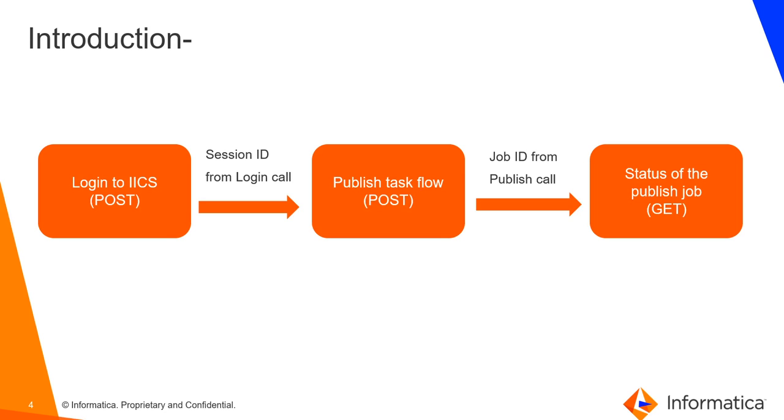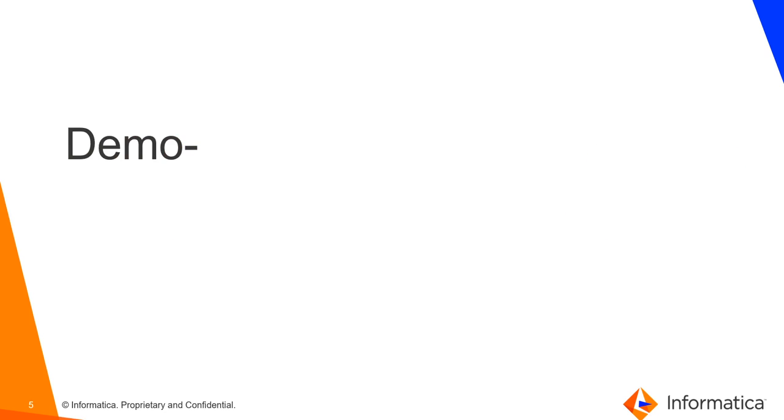And if the publish task flow action is successful, you would receive a 202 response in the Postman. Later, to check the status of the published job, you can use get call. For this, you would need job ID from the publish call. Now we will quickly move to the demo part.